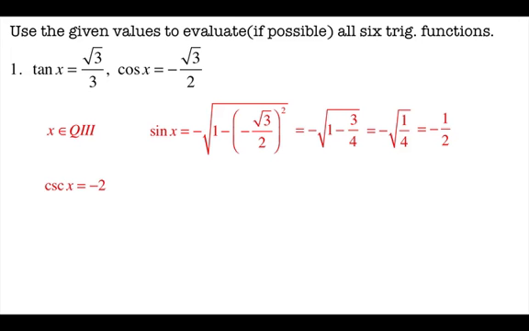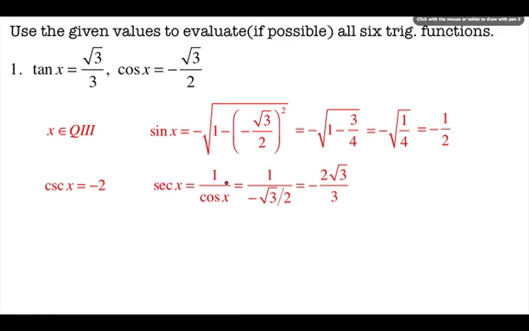Then cosecant of x, that one is easy once you know sine. I know this is sine, so it's going to be the reciprocal. Then secant, I know it's the reciprocal of cosine. I have cosine, I go through the math, I simplify, and this is what I get. Cotangent, reciprocal of tangent. I know tangent, that's how I get radical 3.